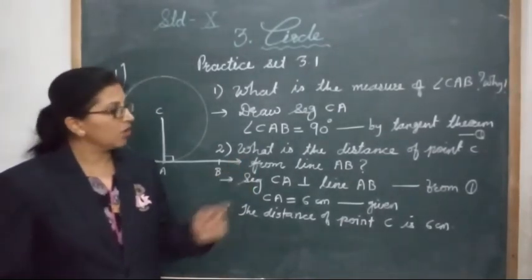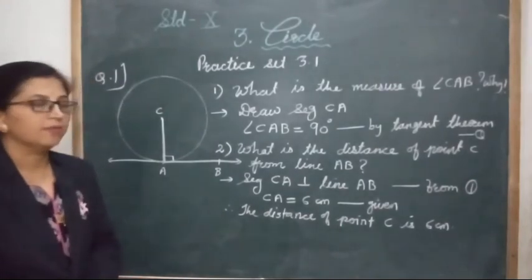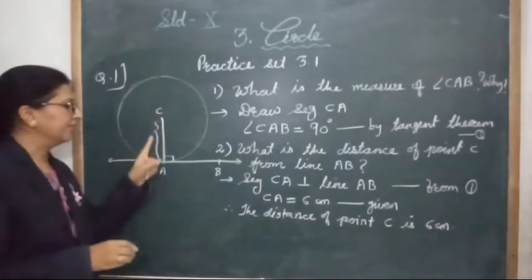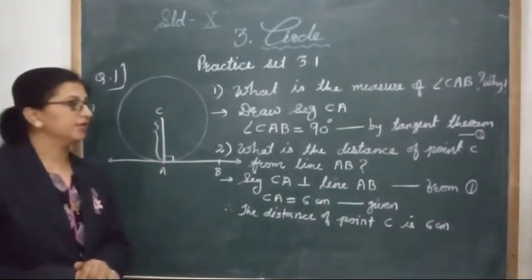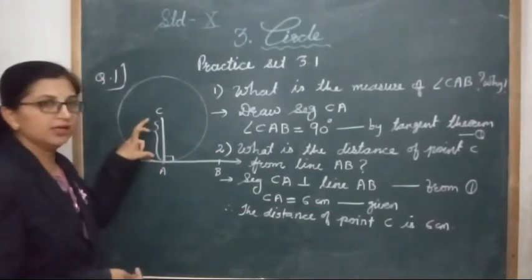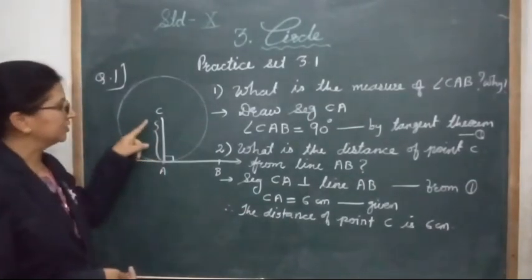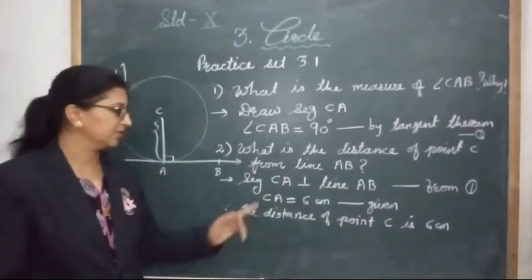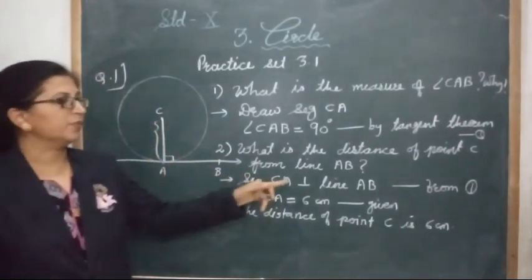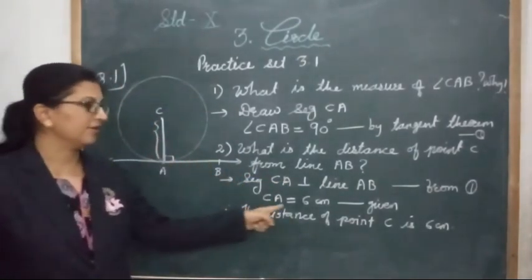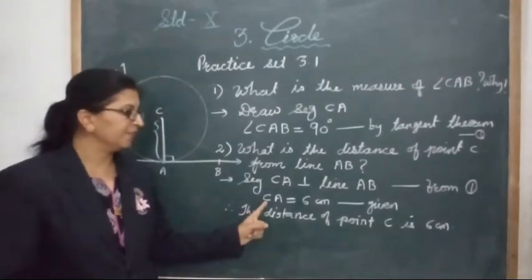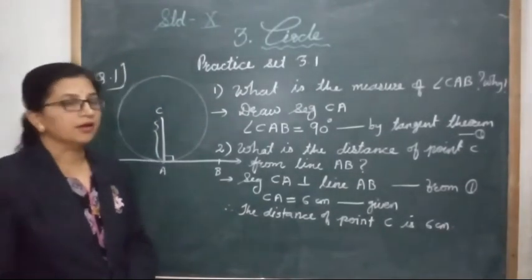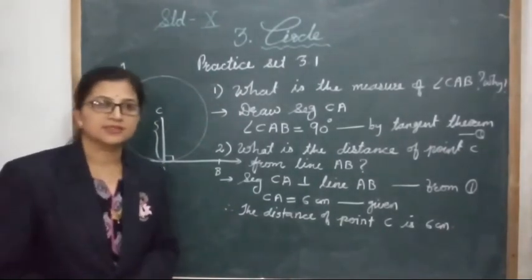Then our second question is, what is the distance of point C from AB? So we are asked to find the distance of this point C from this AB. Distance is nothing but the perpendicular distance, so we have to consider this. This distance is nothing but the radius of the circle, which is already given as 6 centimeters. Here segment CA is perpendicular to line AB and CA is the radius. So we can say that CA is 6 centimeter. It means that the distance of the point C from line AB is 6 centimeter.